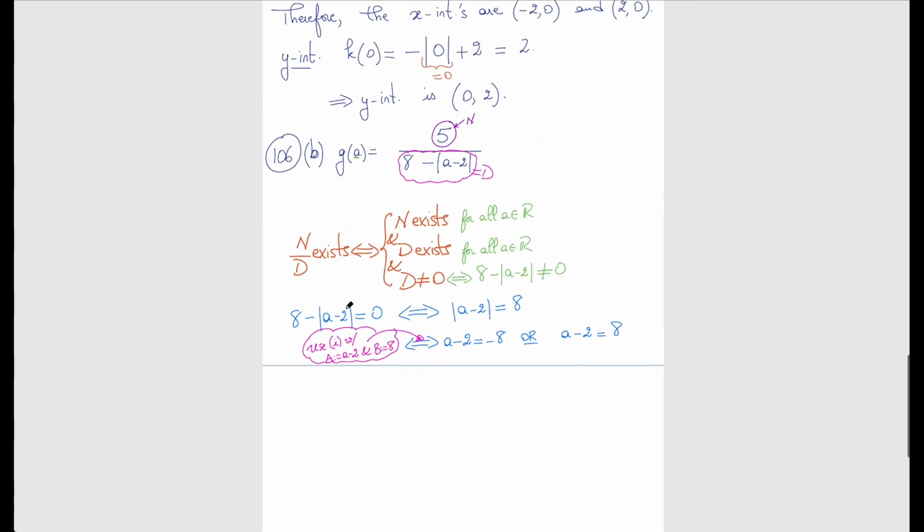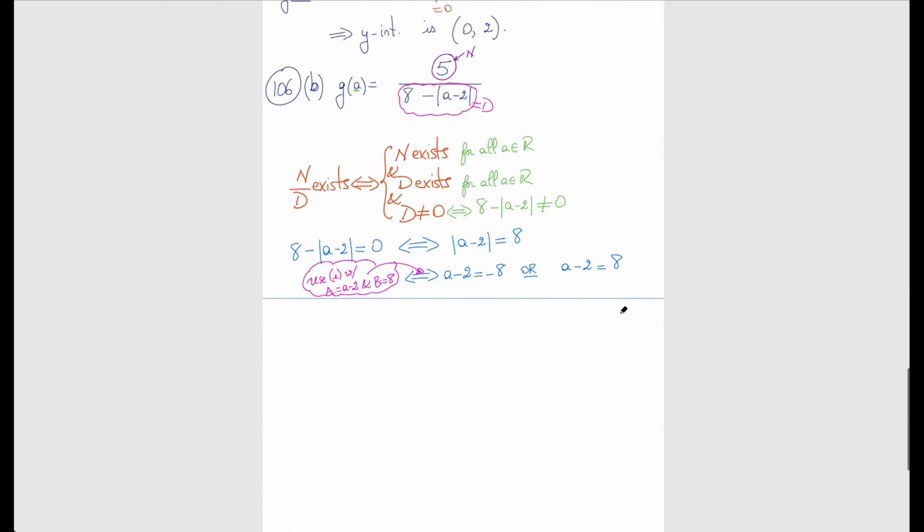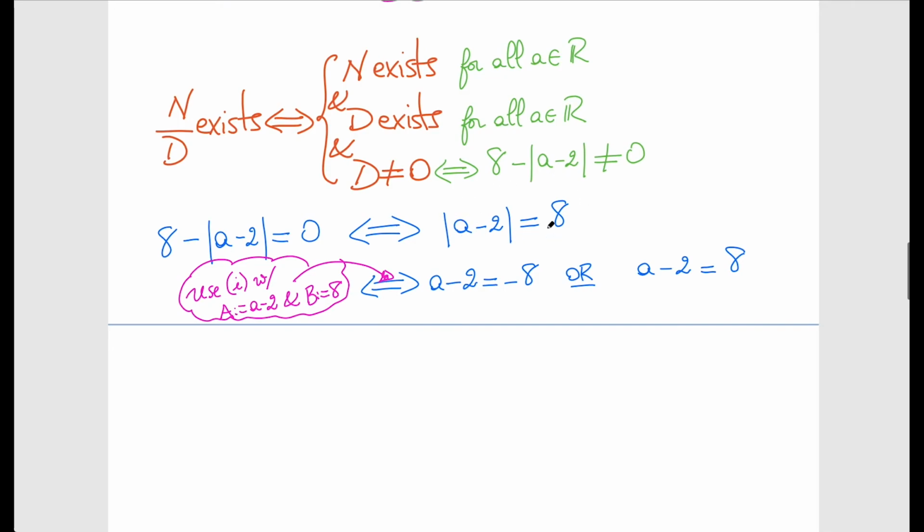So I used this side of the statement because I transitioned from the absolute value part to the non-absolute value part, and I use the dictionary. Capital A is little a minus 2 and B is 8, so I get little a minus 2 is either minus 8 or it's plus 8, right? This is what's written in blue here. So we transition from an absolute value equation to a non-absolute value equation, and each one of these two equations is simply a linear equation in one variable.